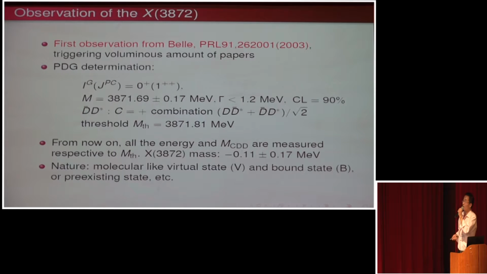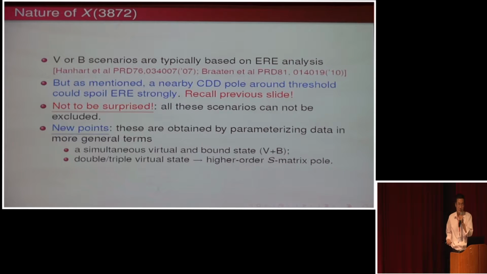From now on, we will define the energy with respect to the D D-bar threshold. Concerning its interpretations, as I already mentioned, it may be a molecular-like virtual state or bound state, or even a pre-existing state, that means elementary, or the c c-bar quarkonium. Typically, these virtual or bound scenarios are based on the ERE analysis. The pioneering one was done by Hanhart, and also including Braaten.